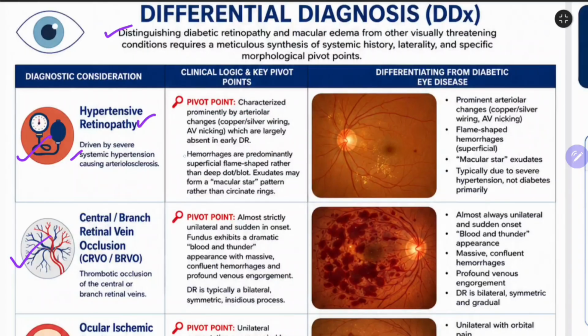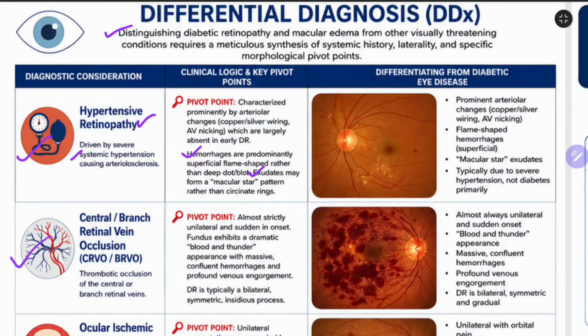And hemorrhages are predominantly superficial, flame shaped, rather than deep dot and blot. That is one difference in hemorrhages. They are mainly flame shaped in hypertension, and dot and blot hemorrhages are not present in hypertension. And next is exudates. Exudates may form a macular star pattern rather than a circinate ring pattern.